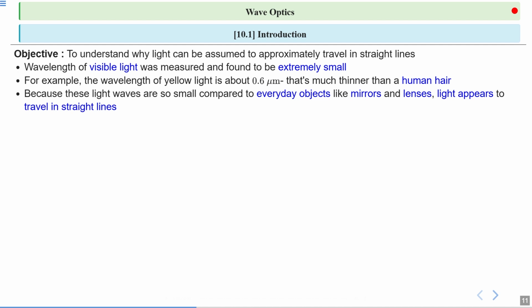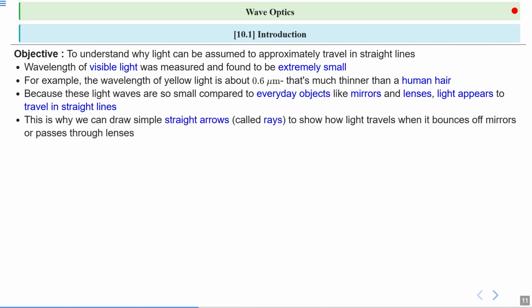Because these light waves are so small compared to everyday objects like mirrors and lenses, light appears to travel in a straight line. Their wavelengths are very, very small compared to objects like mirrors and lenses through which they reflect and refract. That's why a beam of light appears to travel in a straight line. We cannot see the waves because the wavelength of these waves is very, very small.